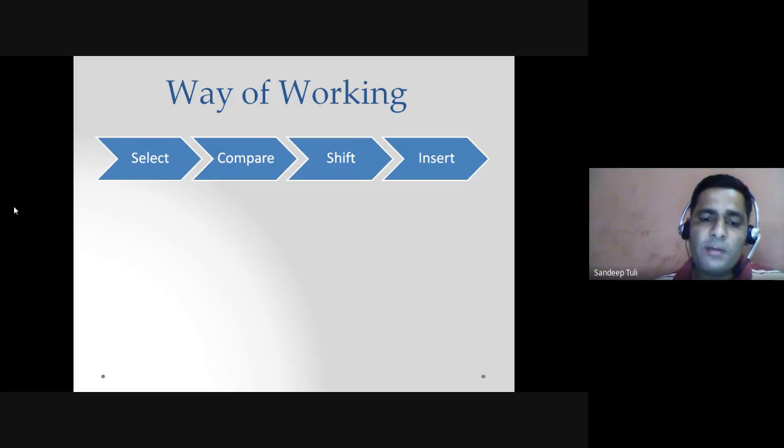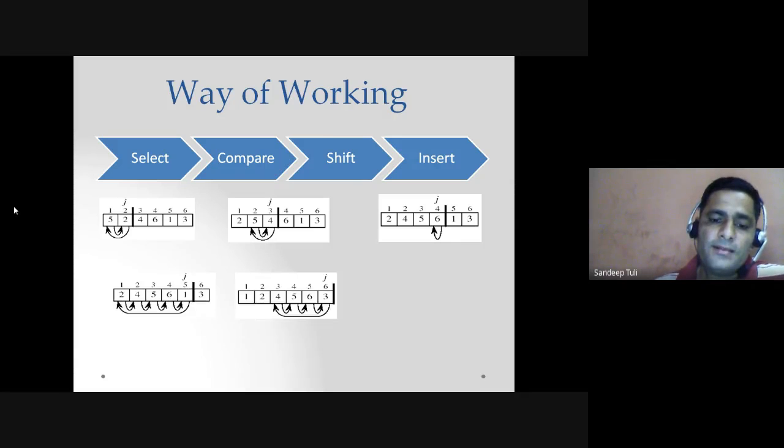Okay, then we have compared the element with some of the previous elements, and parallelly we are shifting the elements, and then we insert the element. So that is the way we are doing it in insertion sort. Is it clear to all? Select, compare, shift, and insert.